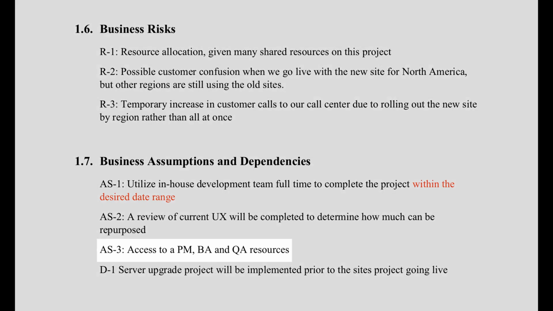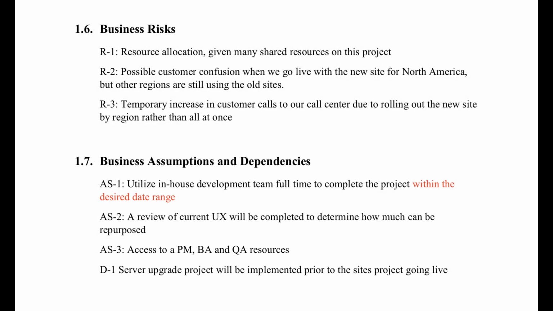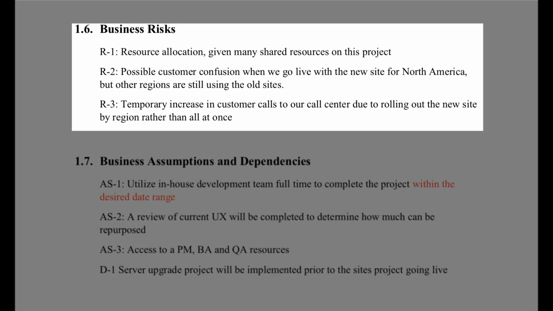Third assumption is access to a PM, BA, and QA resources. This one is probably in here for the same reason that our first business risk is there. So in our last video, when we were talking about business risks, we talked about the fact that that first one, which is resource allocation, given many shared resources on this project, was there because the stakeholder may have had issues in the past with people being spread very thin, right? Working on multiple projects, other projects taking priority over the one that they've had to be worked on. So they want that noted here as a business risk because they've had an issue with it in the past.